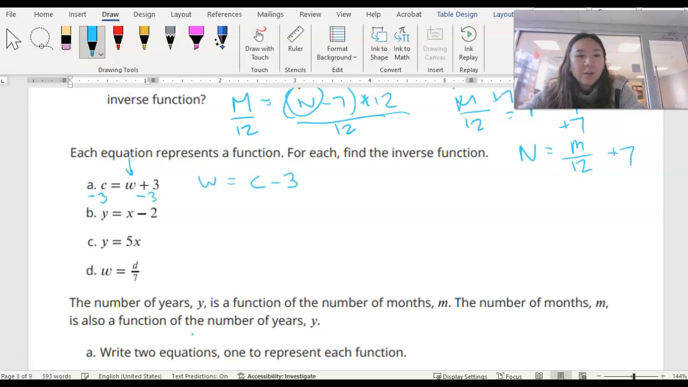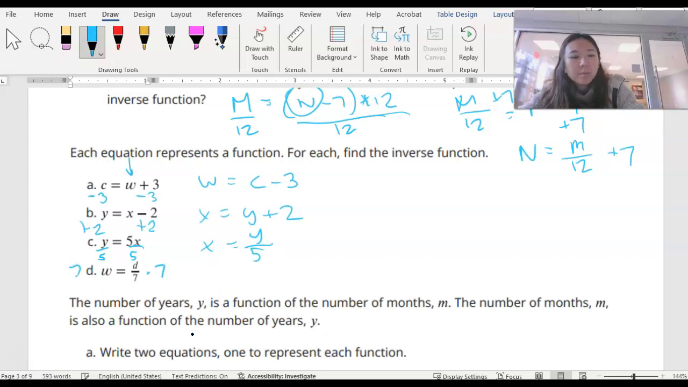So here I would want to solve for x, so I'm going to add 2 to both sides, and we get x equals y plus 2. Here, the inverse would be division, so I'm going to divide, and x equals y divided by 5. Here, the inverse is multiplication, so I'm going to multiply both sides, and I get d equals 7w.